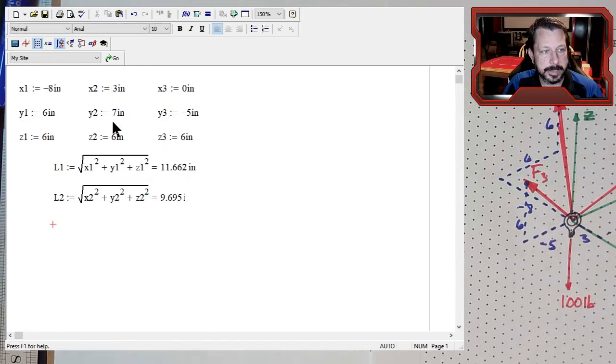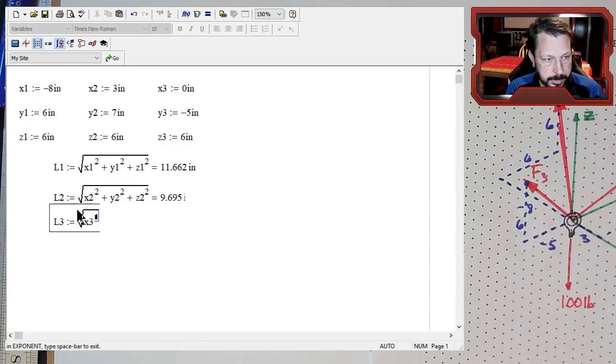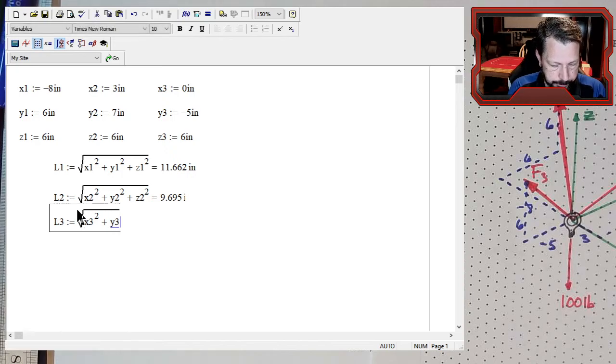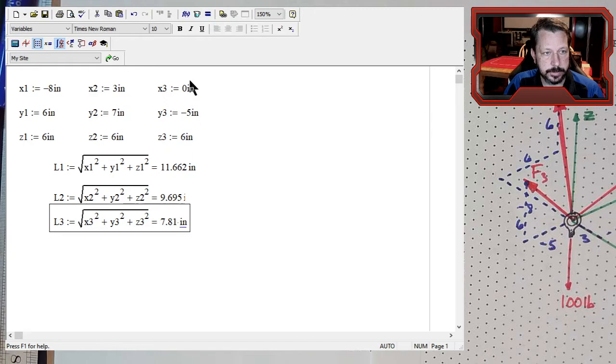Same thing, my largest number there is a 7, I have a 9.7, those seem reasonable to me. And then we just need to do the third force. And it also looks reasonable with these numbers.